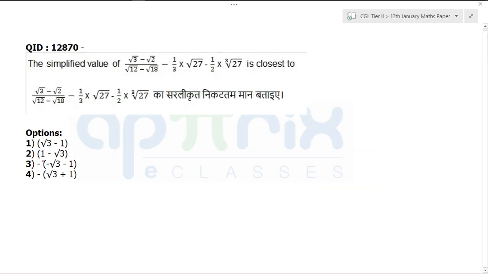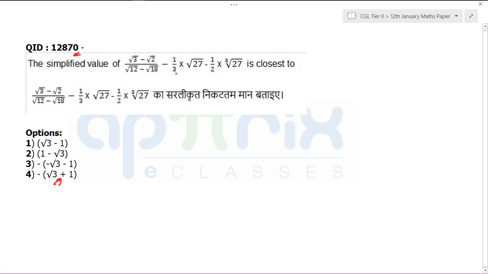Let me move further. That is question number 70 now. Question number 70 says, what is the simplified value of this expression, or this value is going to be closest to what? All right, a very interesting one, but very easy question. I will prefer to do it orally, right? I can get the answer orally. That answer is going to be the fourth one, but I will explain how I am thinking this way so that you can also train yourself in that direction.